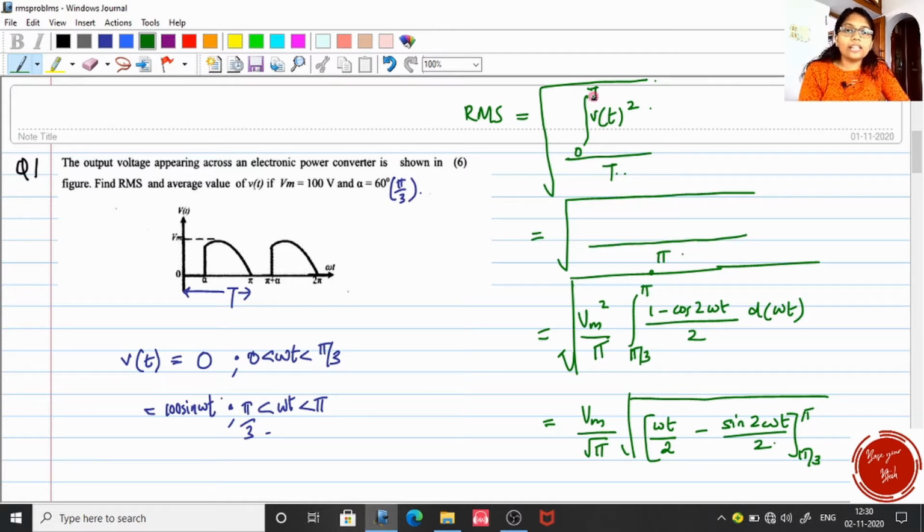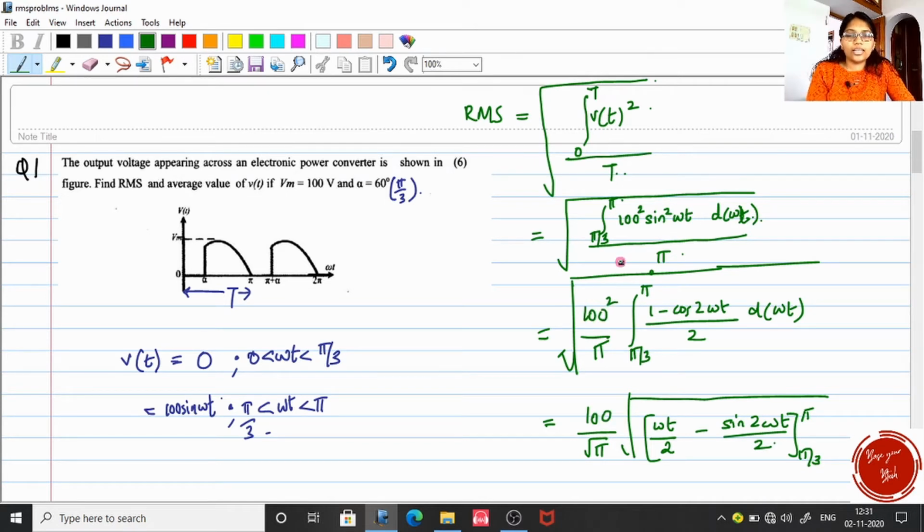And integral 0 to T, as you can see the function is defined in two intervals, 0 to pi by 3 and pi by 3 to pi. From 0 to pi by 3 there is no function, so no need to write it. You have to start writing from pi by 3 to pi. So integral pi by 3 to pi. Now what is v(t) over there? It is 100 sine omega t, but you have to write the square of it. So 100 square sine square omega t d omega t. Integration is done with respect to the omega t axis.